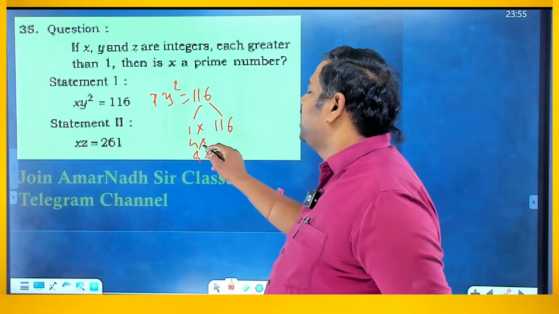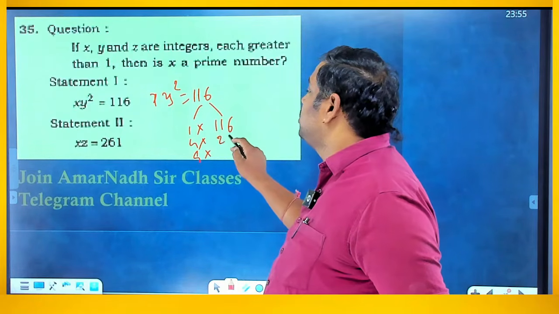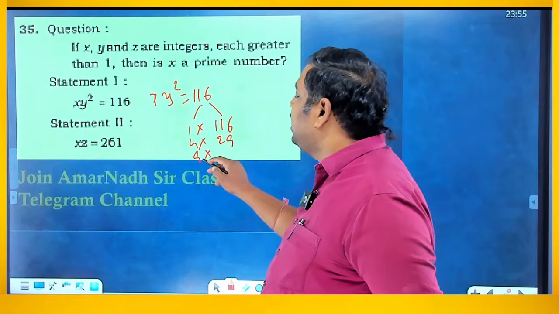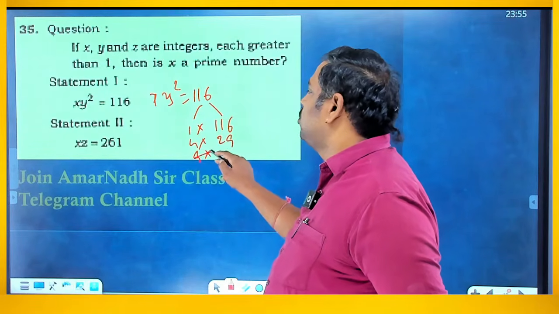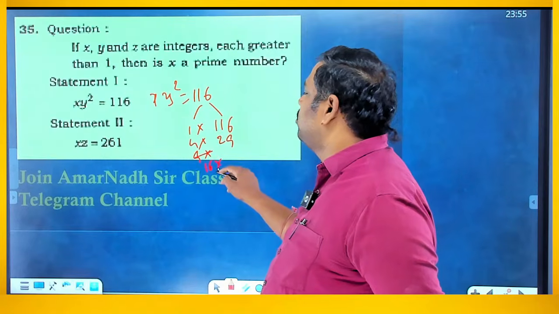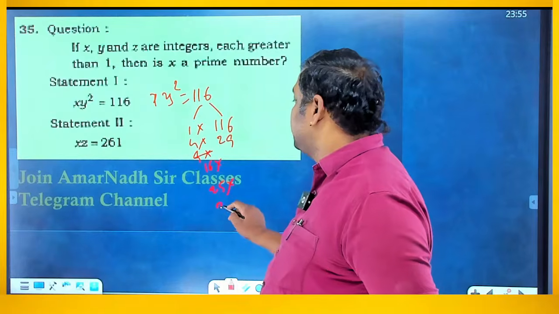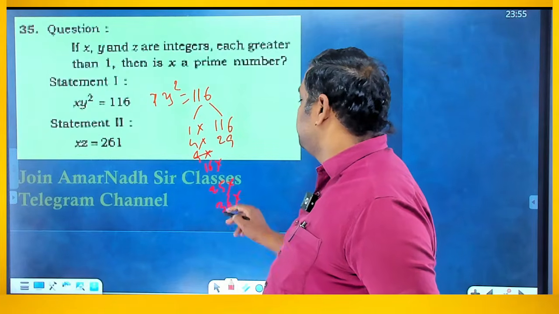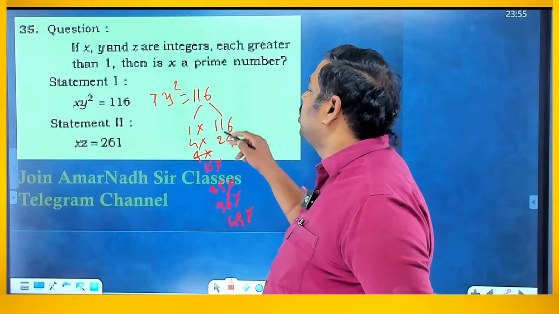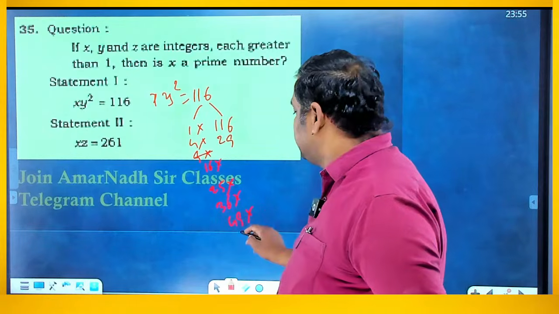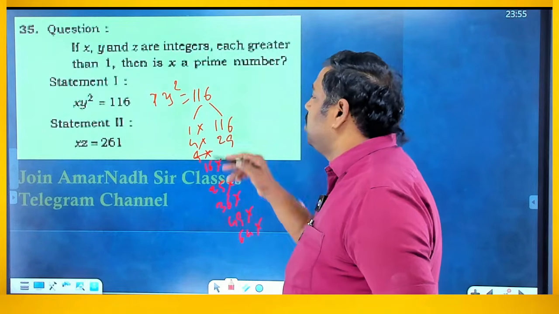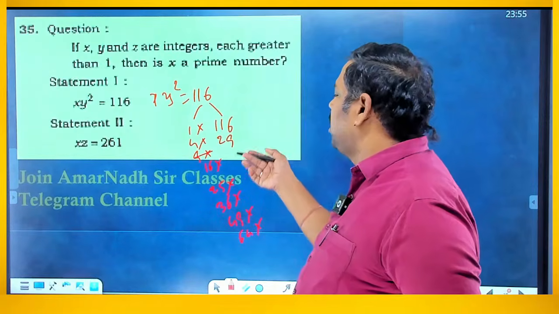Next one, 4 into... if I take 4, that means 2s and 9s. Okay, next one, 9 into... it is not divisible by 9, so it is not. 16 is not divisible. 25 is not divisible. 36 is not divisible. 49 is also not divisible. 64 is also not divisible. Okay, already crossed the double, now no need to check anymore.